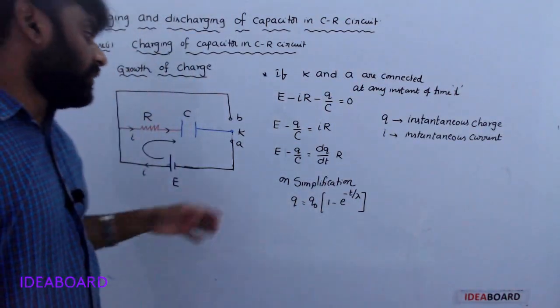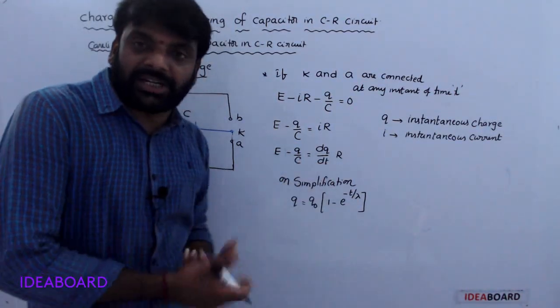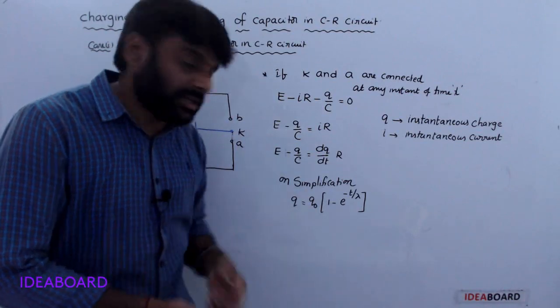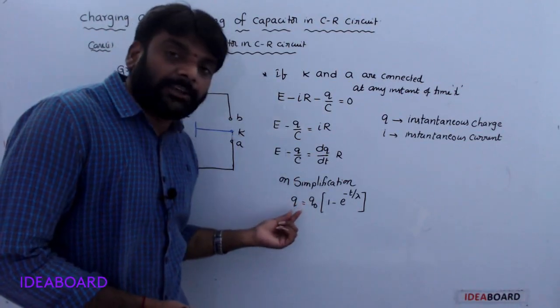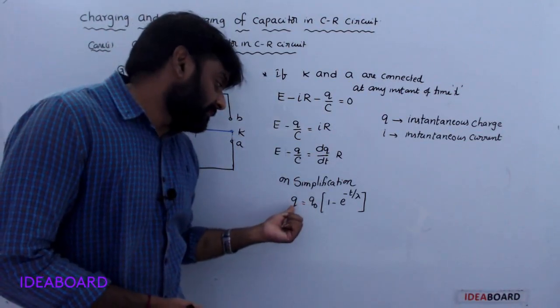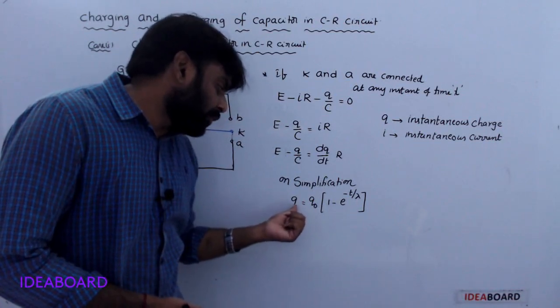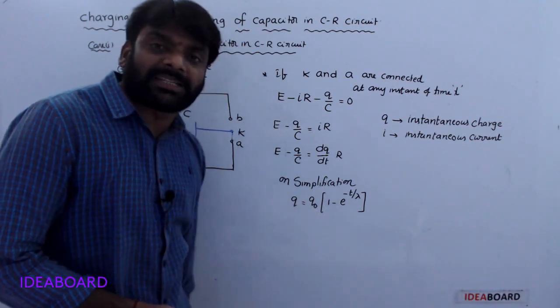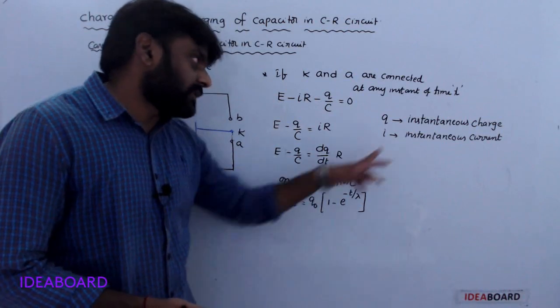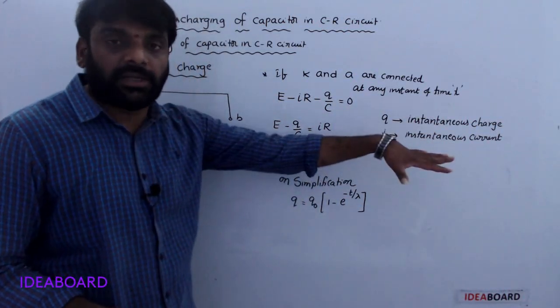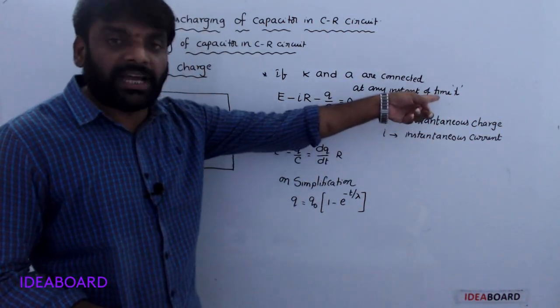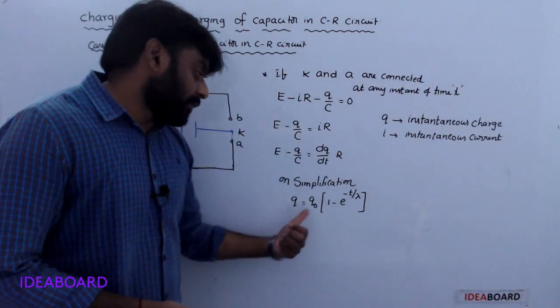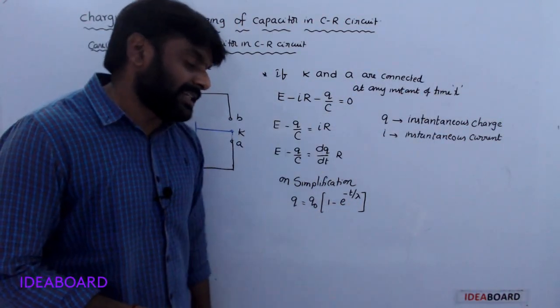Apply the integration. No need of that calculation. On simplification, finally you get Q is equal to Q naught into 1 minus e power of minus t by CR. Q means the instantaneous charge at that instant of time t. Q is equal to Q naught into 1 minus e power of minus t by lambda.